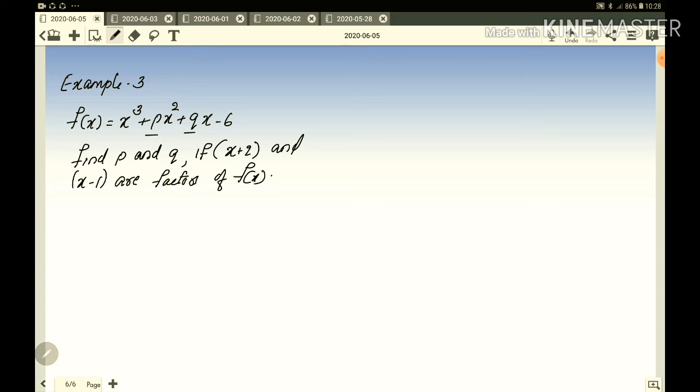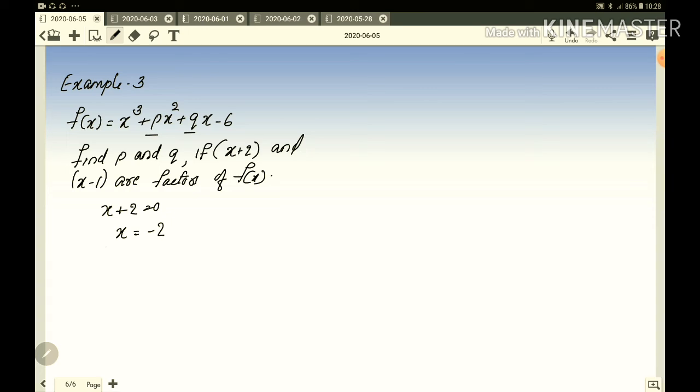Since we have to find two unknowns, somehow you have to get two equations in p and q, then solve simultaneously. In all situations like this, you have to do like that. So I know that x plus 2 is a factor, which means I'm taking x plus 2 and equating to 0. That is x is equal to minus 2. Since it is a factor, if I substitute minus 2 in that expression, I know that it is going to be 0.